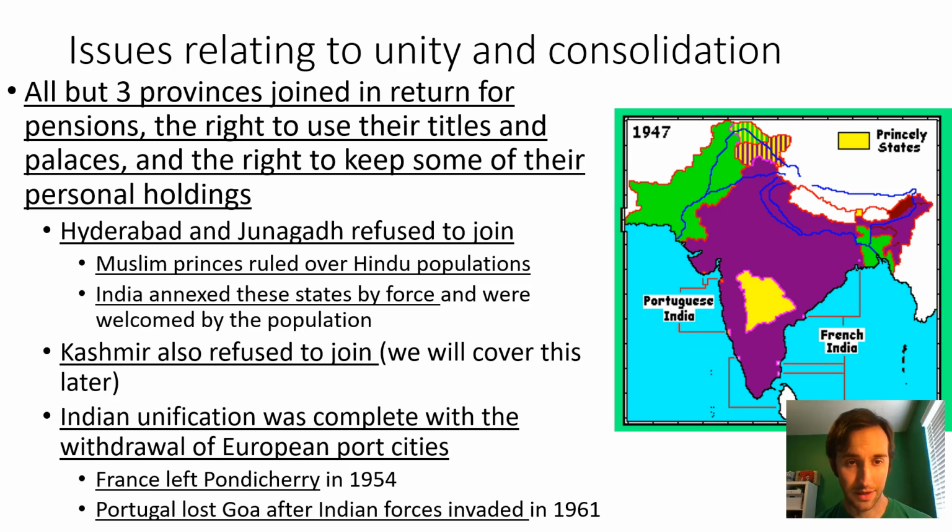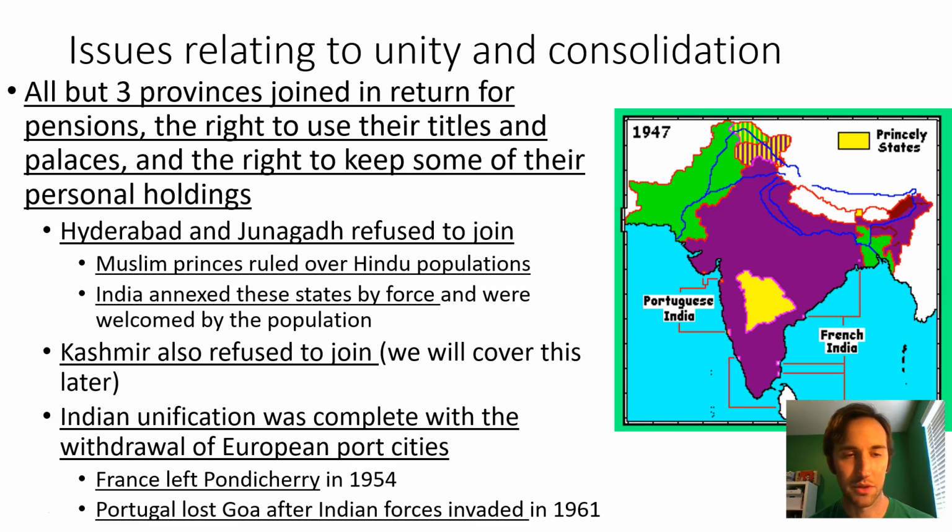Hyderabad and Junagadh refused to join, so there's going to be a little conflict there. So here's Hyderabad right in the middle, this huge chunk in the middle, and Junagadh right there. And so, yeah, they got to go.